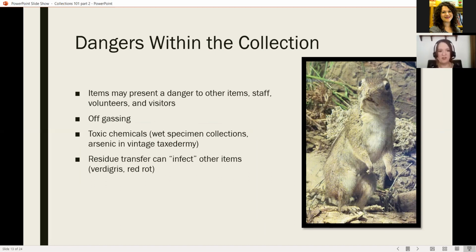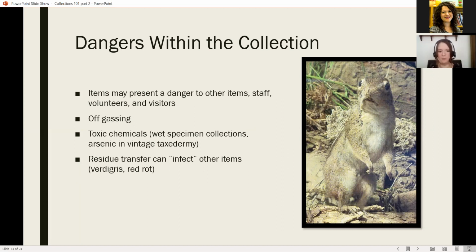The objects themselves may present a danger to others, including people and other collections items. Off-gassing is something that we hear about a lot. There are a lot of materials like plastics and woods that have varnishes and things on them that can off-gas, which is just gaseous air and things that are building up in the atmosphere as it deteriorates.